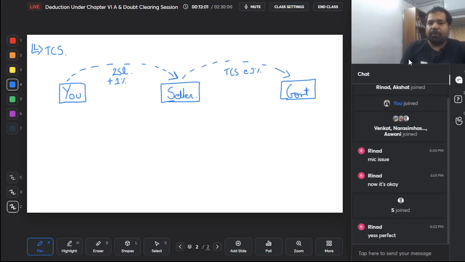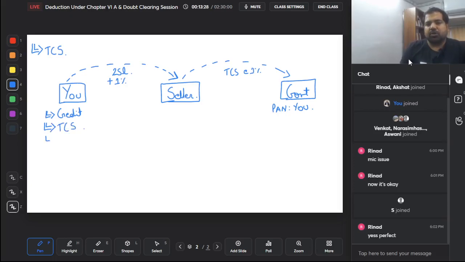But why will you pay 1% extra? Because the government says, listen, I'm not taking this money, it is yours only. I have your PAN number also. And in the end, you can take a credit. Yes, whatever TCS has been collected, you can take a credit. So it's almost like the money that you pay, but you can get it back as a credit. The seller says, okay, I will. This, guys, is TCS, tax collected at source.